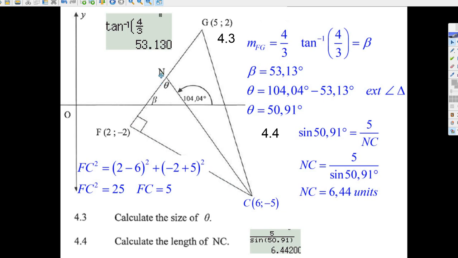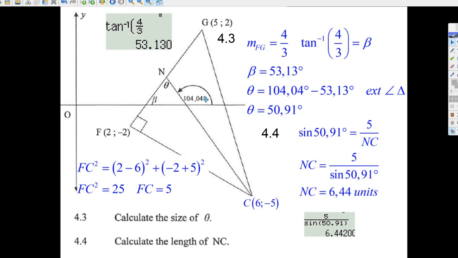So this is opposite theta. This is a right-angled triangle, so the opposite over the hypotenuse is what they're looking for. Sine of 50.91 degrees equals 5 over NC. Then they just trade places. You multiply by NC and divide by sine of 50.91, and you get your answer. NC is 6.44 units. And that's the whole thing done.